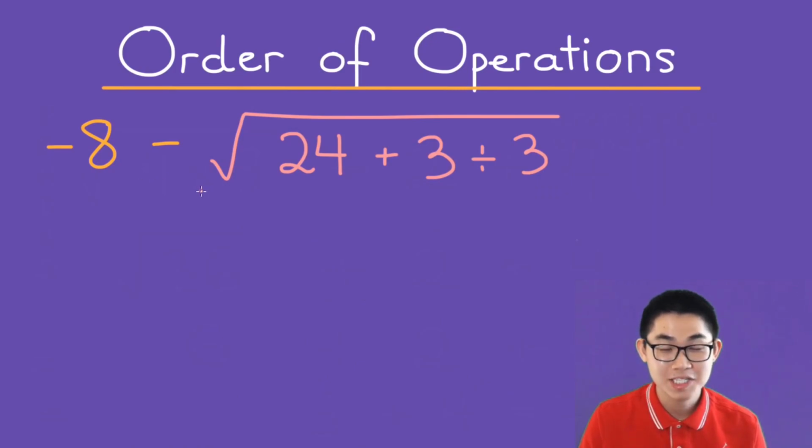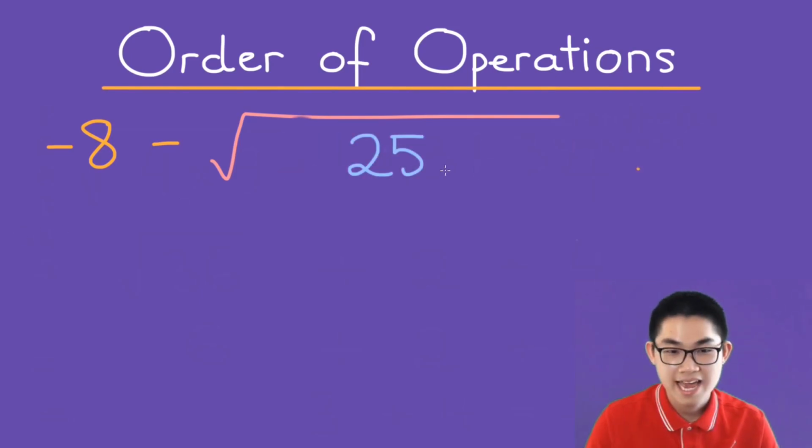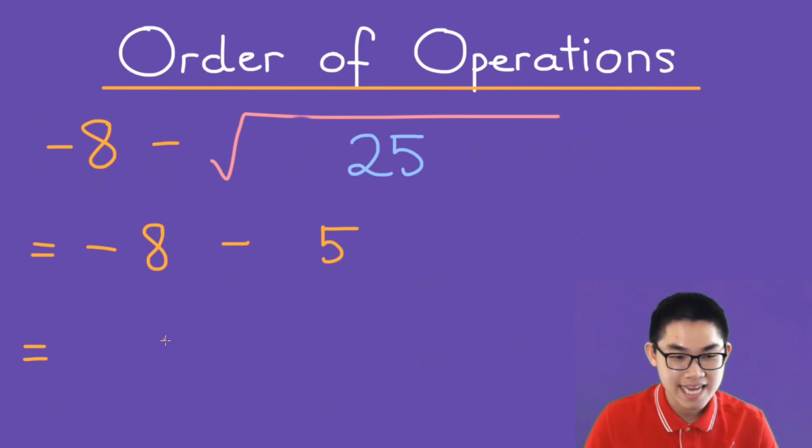-8 minus the square root of 24 plus 3 divided by 3. So we have to do the expression under the square root first. We see 3 divided by 3, so that's going to be 1. 24 plus 1 is 25. And the square root of 25 is what? It's going to be 5. And lastly, negative 8 minus 5 is negative 13.